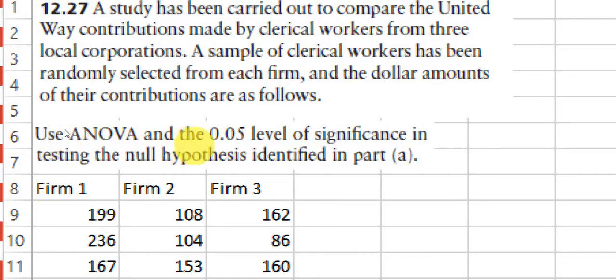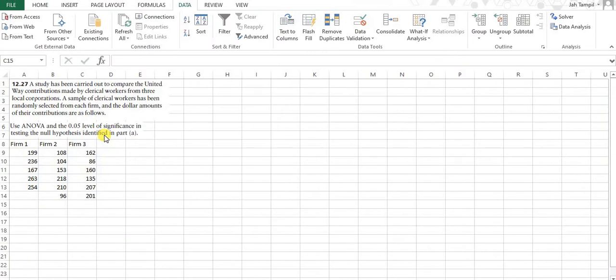Use ANOVA and the 0.05 level of significance in testing the null hypothesis identified in part A. And actually, the null hypothesis is we have to be the one to identify that. So, is this problem for ANOVA? Pause the video and try to see if the instruction of using ANOVA is indeed applicable to this problem.